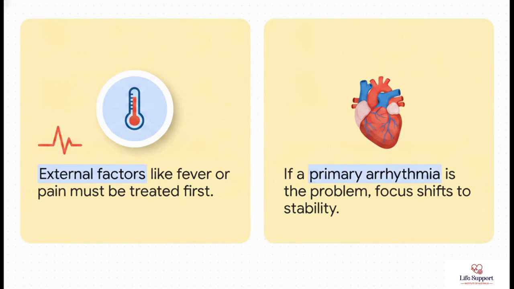And this brilliantly illustrates that exact point. Think about it. If your patient is tachycardic just because of external factors, like they have a raging fever or they're in severe pain, well, you treat those underlying issues first, right? We're not quite in advanced life support territory yet. But if you rule those external factors out and the arrhythmia itself is the main culprit, your focus has to shift entirely to assessing their stability.